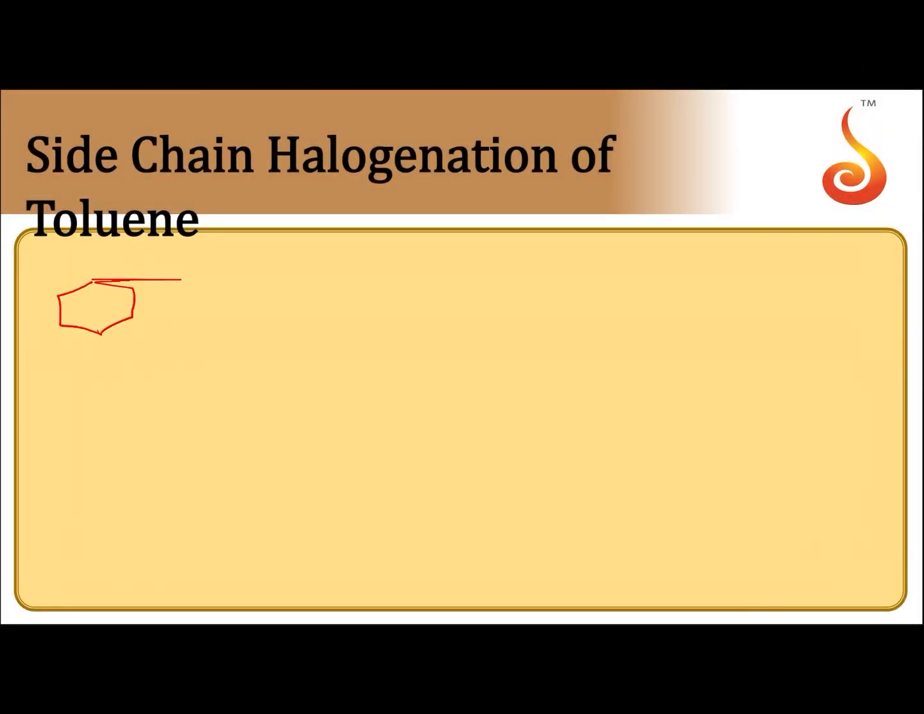Side chain halogenation of toluene. When toluene is treated with chlorine in the presence of light.